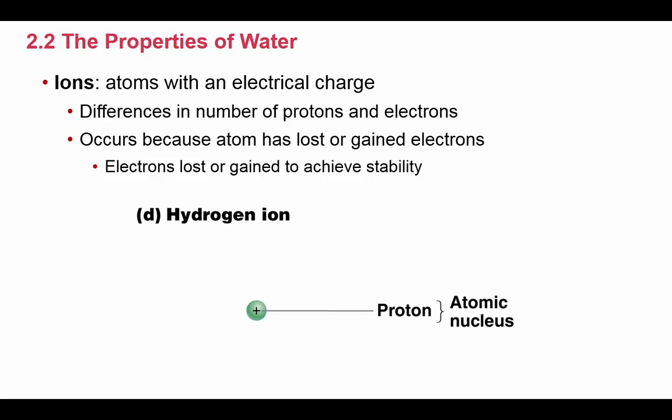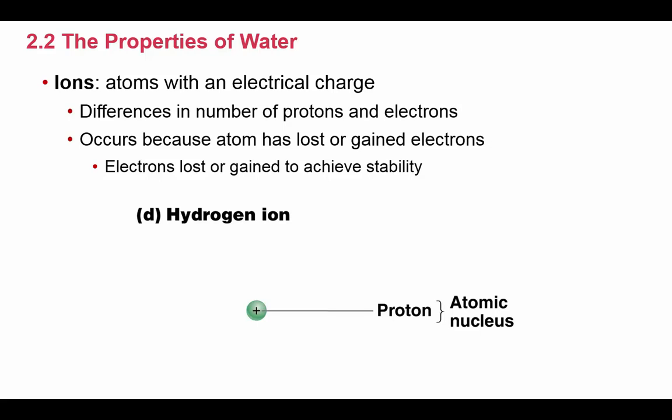Ions are atoms with an electrical charge, which is either going to be positive or negative. And this is the difference in the number of positive protons and negative electrons. And the reason an ion forms is because the atom has either lost electrons or gained electrons. If it loses electrons, it's going to be more positive. And if it gains electrons, it's going to be more negative. And they will lose or gain these electrons to become more stable.